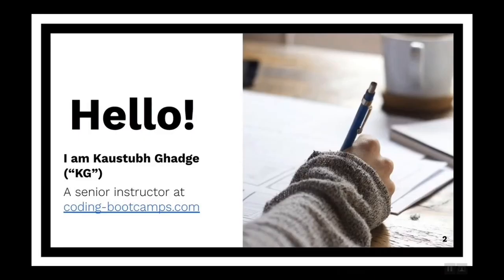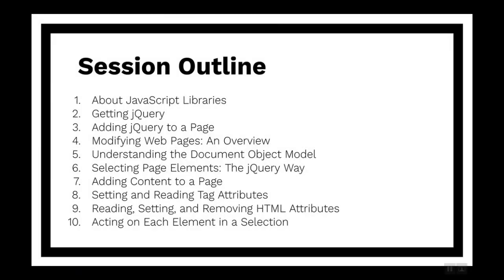Before we begin, let's look at the session outline. In this session, we'll be discussing what JavaScript libraries are and how you can use them, understand what jQuery is, how we add jQuery to our HTML page, and how we modify our existing HTML page. But before we do that, we'll also get a quick refresher about the DOM, that is the document object model. We already covered this in the Introduction to JavaScript course, but a quick refresher will definitely be helpful, after which we'll cover how we can manipulate the DOM using jQuery.